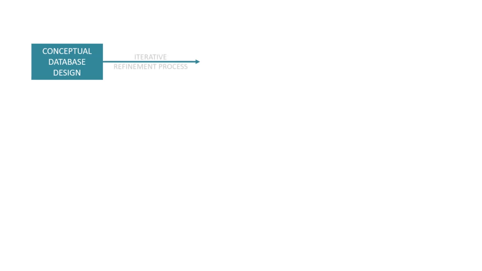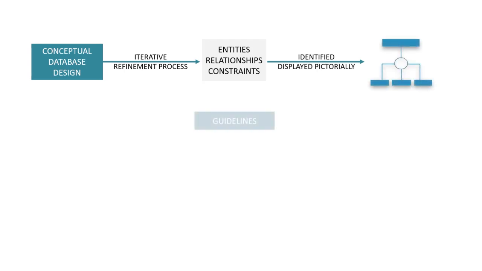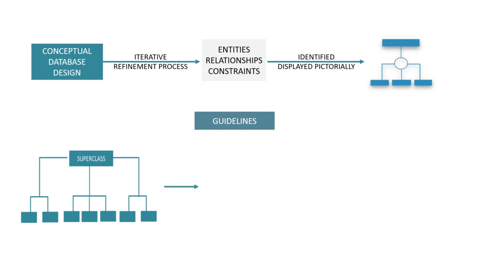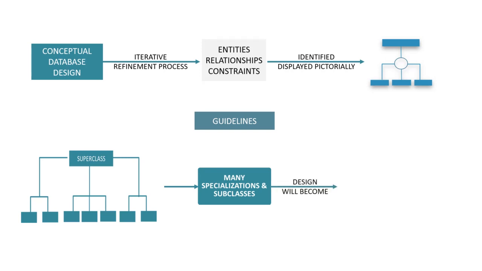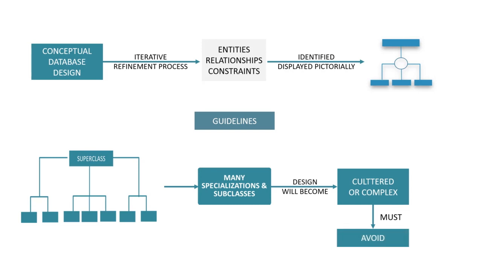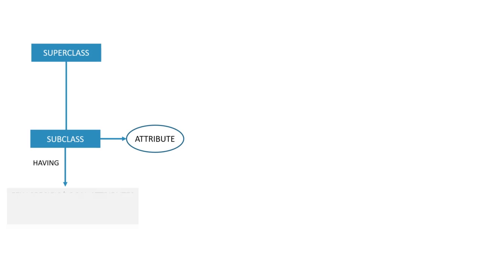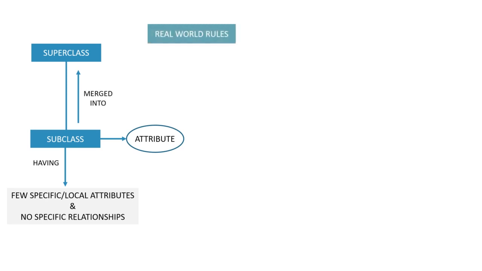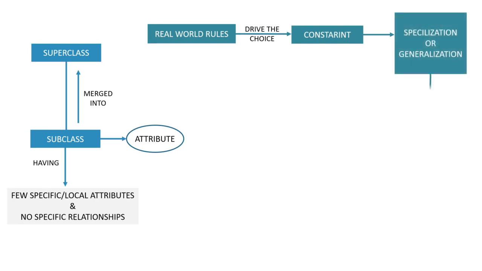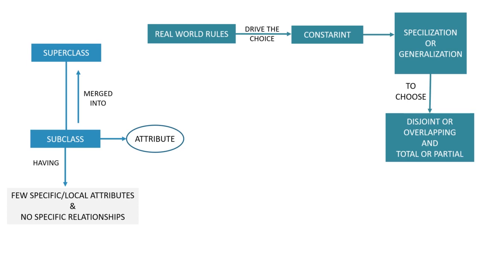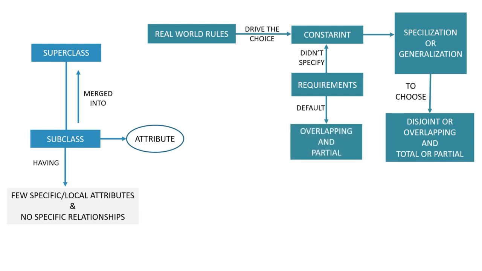Conceptual database design is an iterative refinement process where the entities, relationships, and constraints are identified and displayed pictorially. Guidelines help us to refine the design. Generally, many specializations and subclasses can be defined to make the conceptual model accurate. However, the design will become cluttered. We need to avoid this. If a subclass has few specific local attributes and no specific relationships, it can be merged into the superclass. The real-world rules drive the choice of constraints on specialization and generalization, that is, to choose disjoint or overlapping and total or partial. If the requirements do not specify any particular constraints, the default would be overlapping and partial, because this constraint does not specify any restrictions on subclass membership.